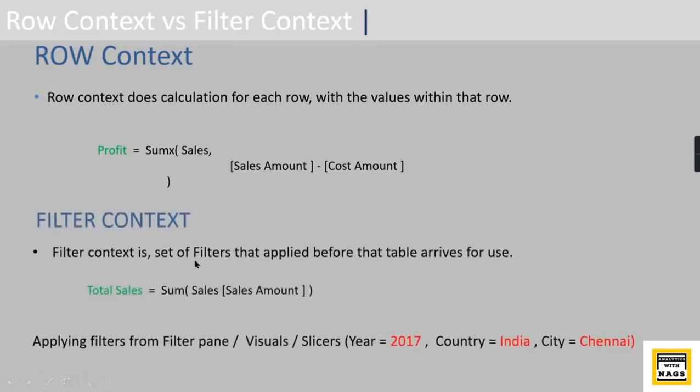Whereas the filter context is the set of filters that are applied before the table arrives for use. What does it mean? You have written this formula, like total sales, sum of sales amount. Sales is a fact table, sales amount is a column, sum is a function. Then you apply filters from the filter pane, visuals, slicers. For example, from the filter pane you applied 2017, from another visual you applied country as India, and in slicers you applied city Chennai. So after applying all these filters, this table will be filtered.